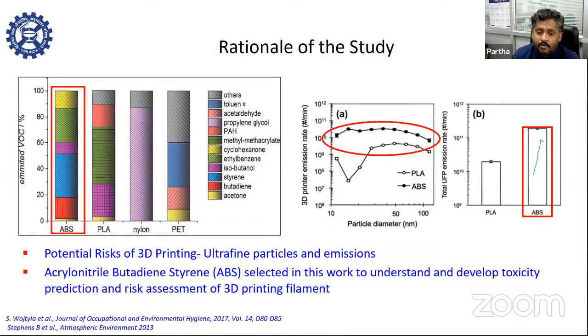I'll tell you about the graphs shown here on your right hand side. We compared these two products, from earlier work published in Atmospheric Environment and the Journal of Occupational and Environmental Hygiene. They compared PLA, polylactic acid, and ABS, acrylonitrile butadiene styrene, which are the filaments used. They saw that ABS had a higher emission rate, and ABS also released a higher number of ultrafine particles. So here we show some of the particles.